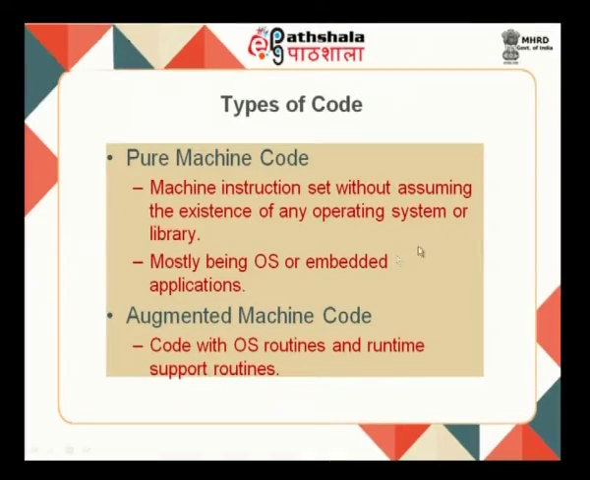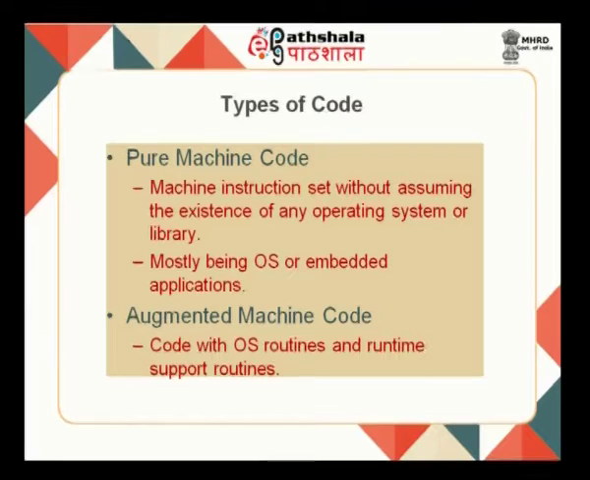So, it translates this high level language into assembly language. In the process of generating assembly language code, the compiler can try to generate a pure machine code or an augmented machine code. A pure machine code basically has just an instruction set. It assumes no existence of an operating system or library, with no knowledge about the operating system or any library available, and it is basically used for operating systems or embedded applications.